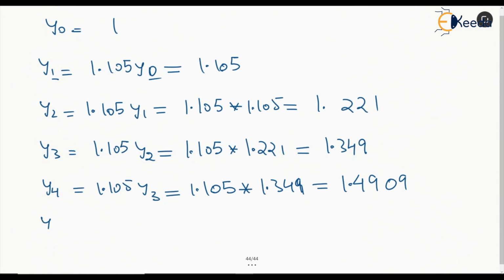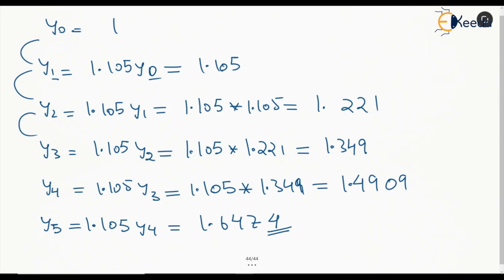This is also fine. y5 is 1.105 times of y4, which is 1.6474, and this is our value after 5 step, right? First step, second step, third step, fourth step and fifth step. So this is the value we want.